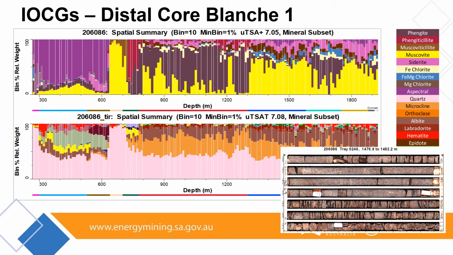So the Roxby Downs granite is probably the most famous Hiltaba Suite granite in the Gawler Craton. Here at Blanche 1, there's a strong component of aluminium-rich white micas still dominating the clay mineralogy, with carbonates and feldspars, and they're dominantly white microcline. The presence of some chlorite does suggest the influence of hydrothermal fluids in this core. However, where you see the white mica alteration, it just is not as intense as it is at Olympic Dam.